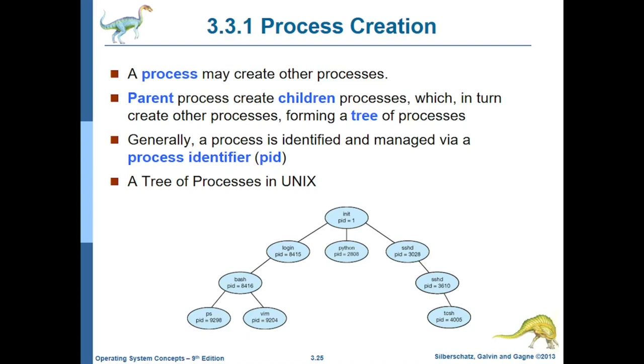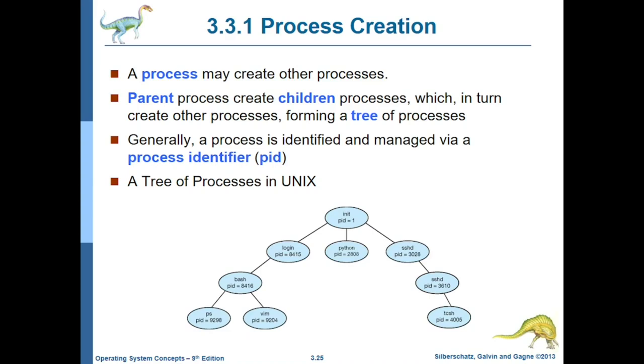Bash has a PID of 8416 and has two child processes, which are PS and VIM. PS is a process that displays information about the current processes. VIM, on the other hand, is a process that runs a text editor. SSHD also creates another SSHD process, which has a PID of 3610 and handles a specific connection from a remote host. This SSHD process creates a TCSH process, which is another shell that allows the user to execute commands.